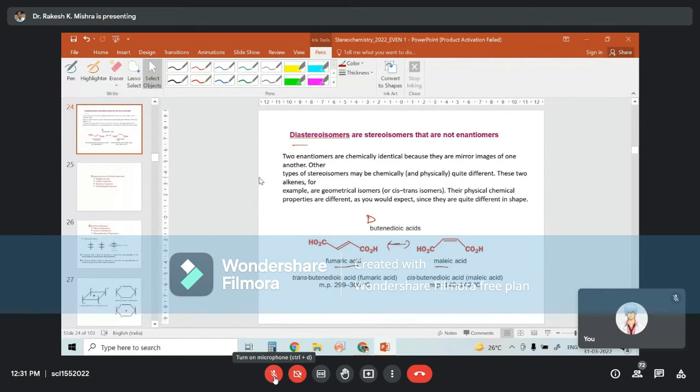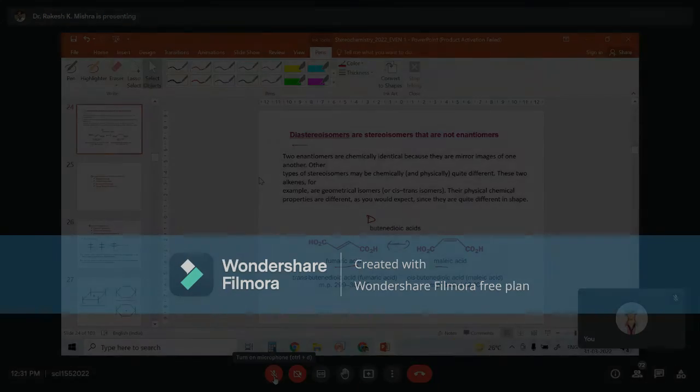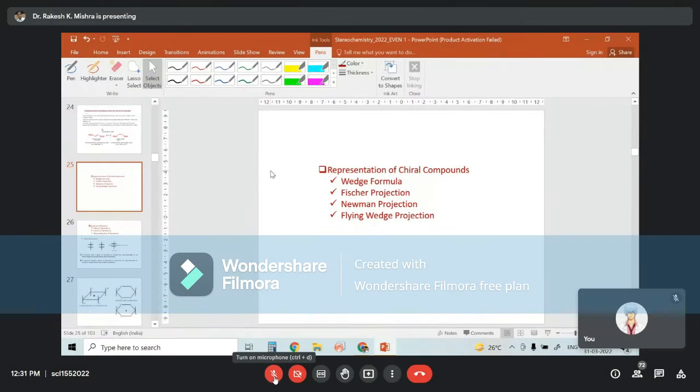Everything is different, unlike the enantiomer. Suppose I have shown you the model, but the problem is that you cannot play with this model over the 2D sheets. So there are different ways to represent that molecule over the 2D sheet: the Weiss formula that I talked about, the solid bond, wedge bond, Fischer projection, Newman projection, flying wedge.